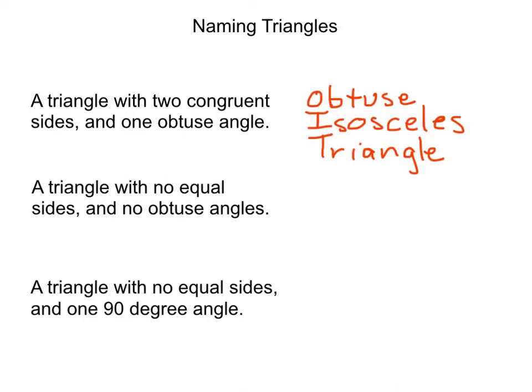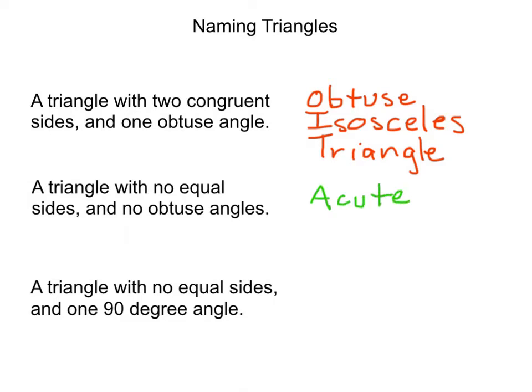And hopefully you guys have done what you needed to do. So let's go ahead and look at these other two and see what we call these. The next one says it's a triangle with no equal sides and no obtuse angles. So if we try to name this, first off, no obtuse angles means all the angles have to be acute. So the first part of our name is acute triangle.